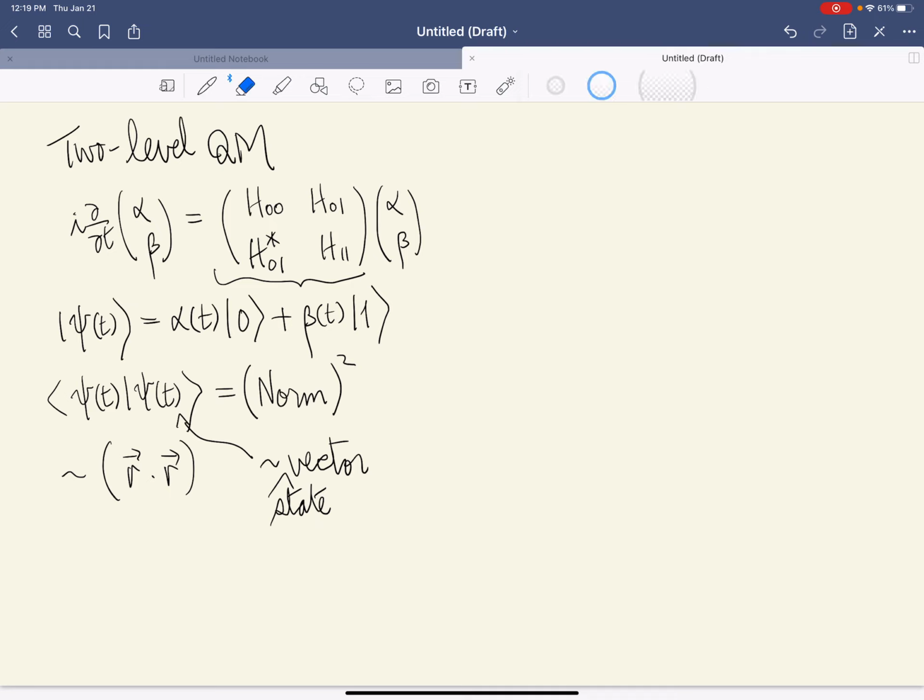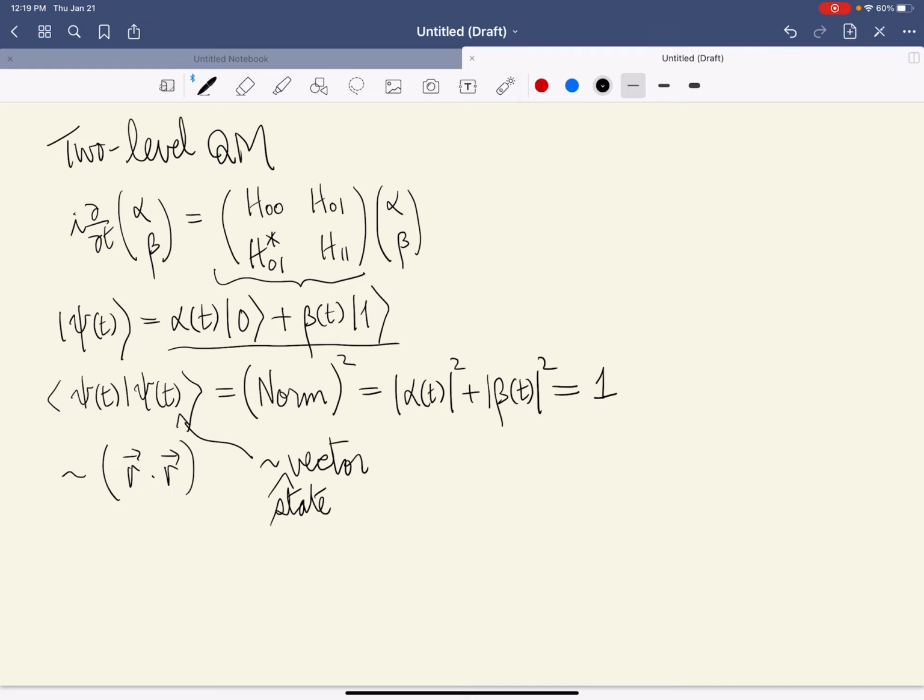Okay, so the norm of this wave function, you can calculate this right away from this definition, is |alpha(t)|^2 plus |beta(t)|^2. Okay, and we're going to insist that although these complex coefficients may very well change over time, this normalization can never change. Never, never, never changes.